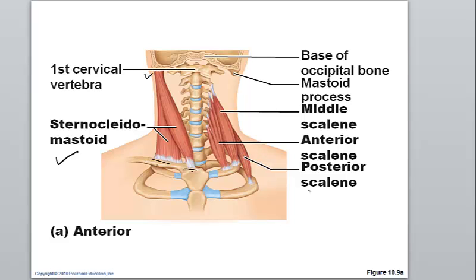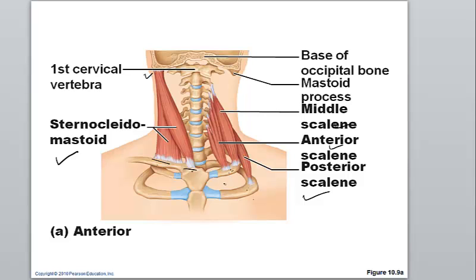Then you have a bunch of scalene muscles. So you have your anterior, you have the middle, and you have the posterior scalene muscles. They originate from the transverse process of the cervical vertebrae, and they attach to the ribs depending on where it goes, the first rib and the second rib. So you can see the posterior scalene goes to the second rib. The first rib is your anterior and middle.